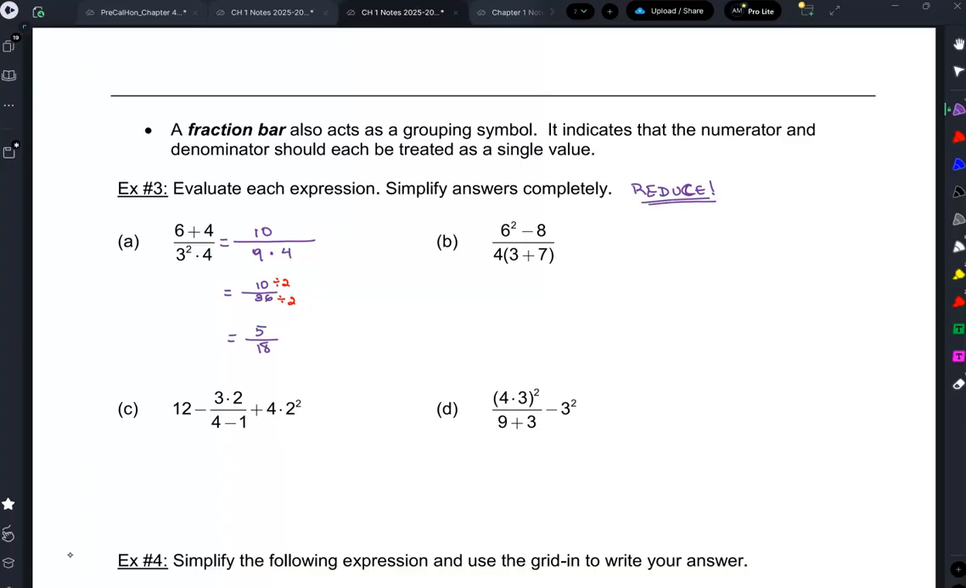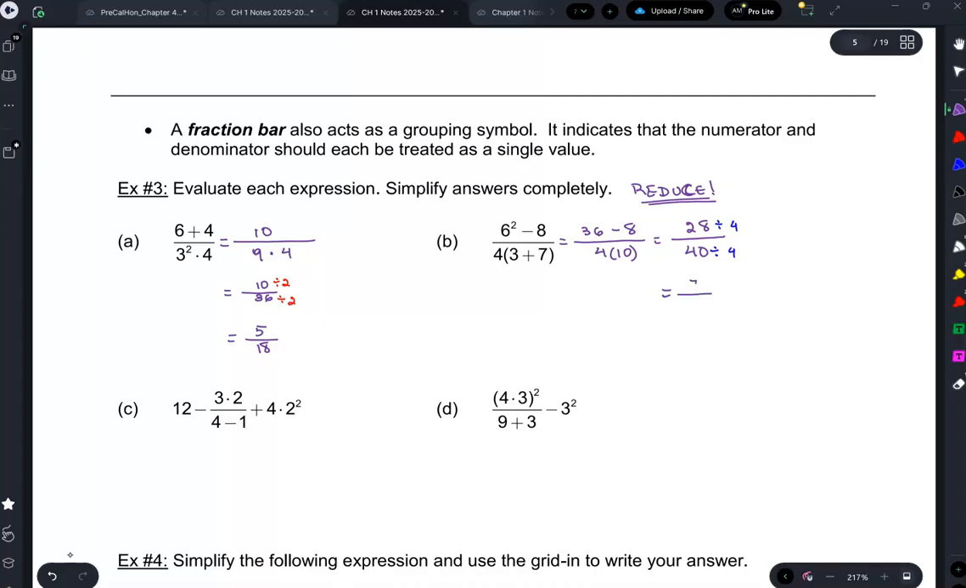Okay. Here, let's make the fraction bar. So first, 36 minus 8. Here, I do parentheses first. 4 times 10. Right? So I work the top separately, the bottom separately. So in the numerator here, I get 28 over 40. What common number can I divide both of them by? 4. So I get 7 over, yeah. Okay?